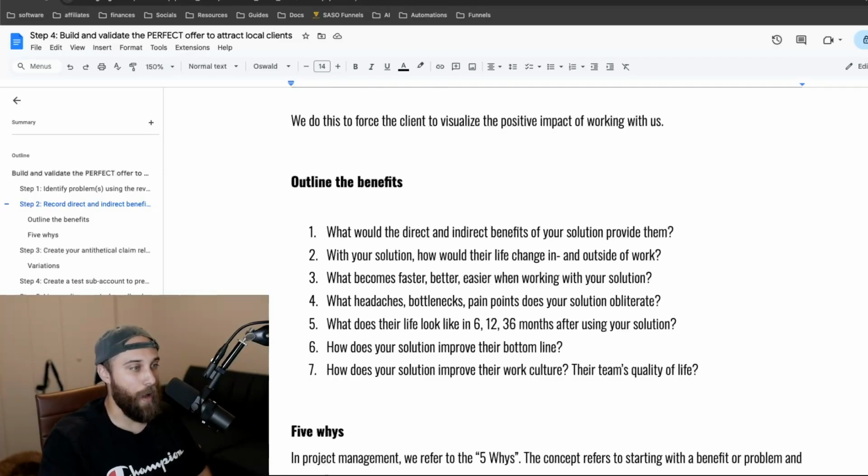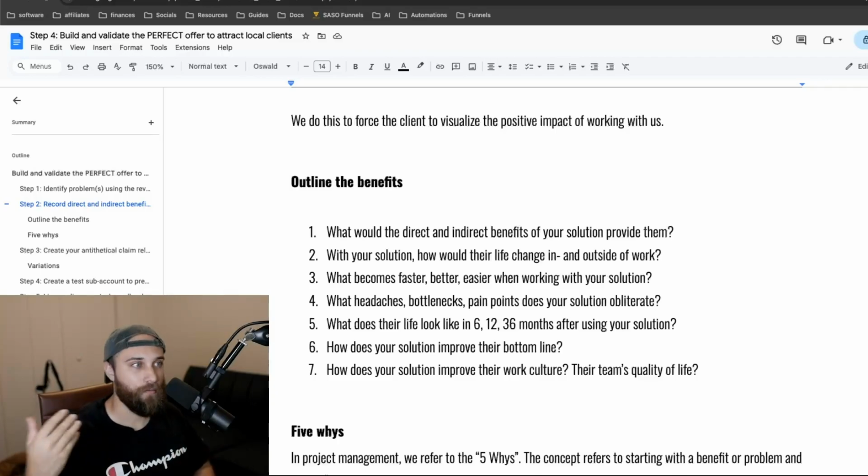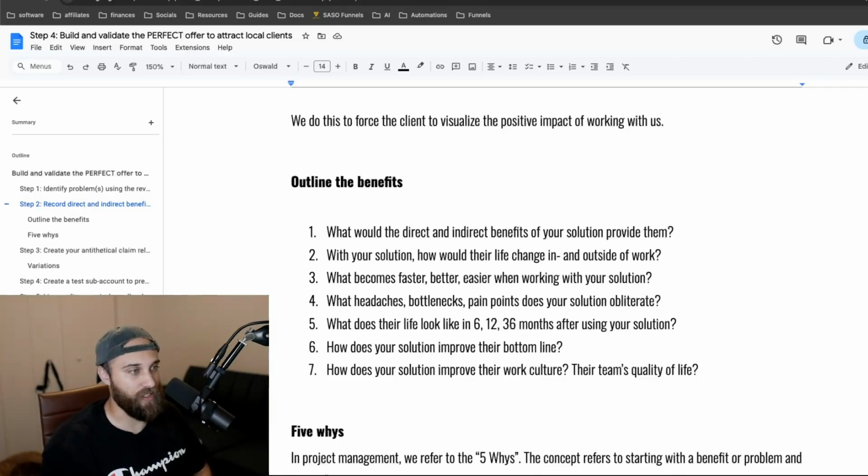What headaches, bottlenecks, or pain points does your solution obliterate? So when something is made faster, better, easier, it's doing that by circumnavigating or addressing headaches, bottlenecks, pain points. So when you hear all these entrepreneurs and all these marketing generalists tell you things like, oh, well, if you want to make money, address pain points, address bottlenecks. That's really great general advice from someone who's never done it before.